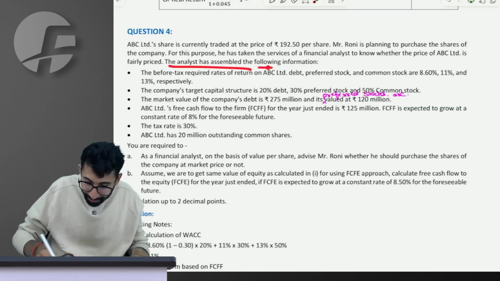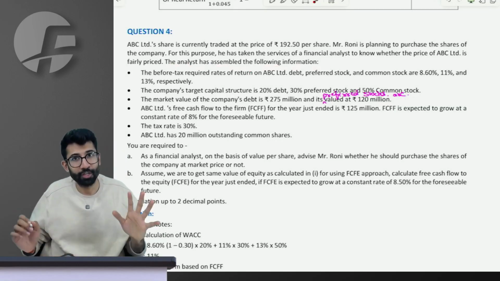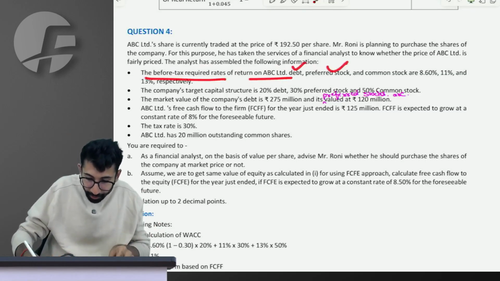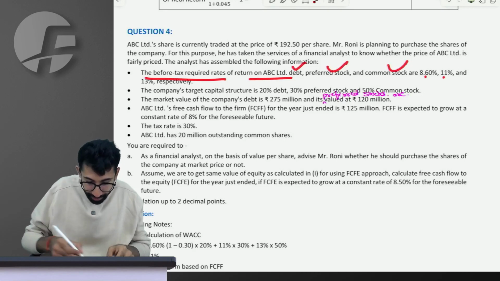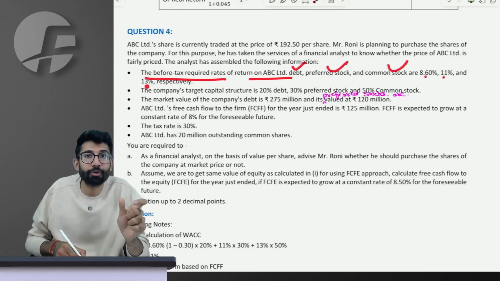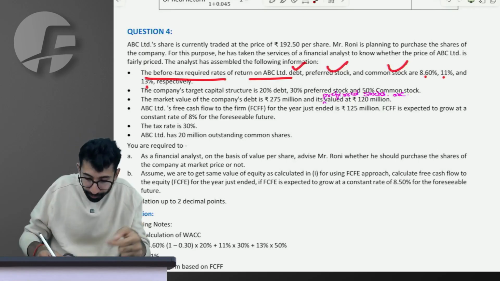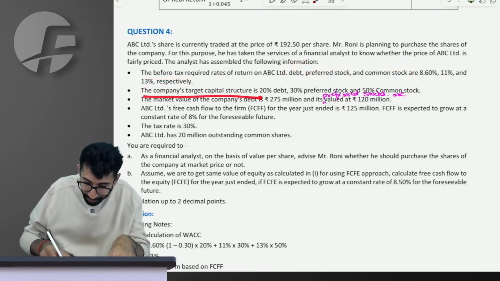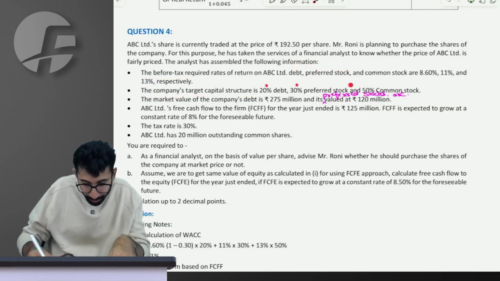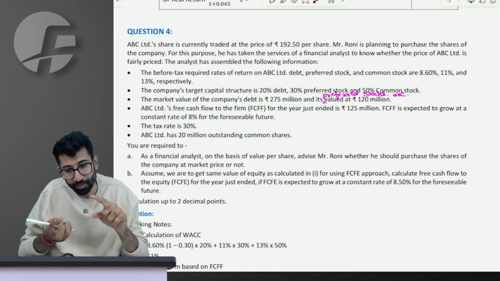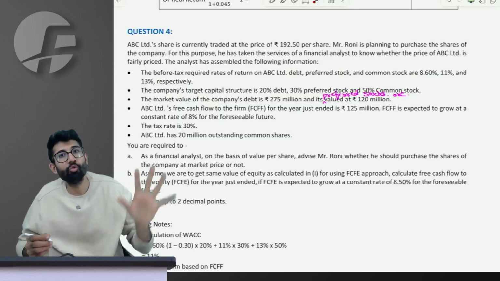The analyst has assembled the following information. The before-tax required rates of return on ABC's debt, preferred and common stock are 8.6, 11 and 13. So before tax, the required rate of return of all three securities is this. The company's target capital structure is this: debt, this preferred security, this stock. So we have the individual costs and the individual weights, so we can get the overall WACC.